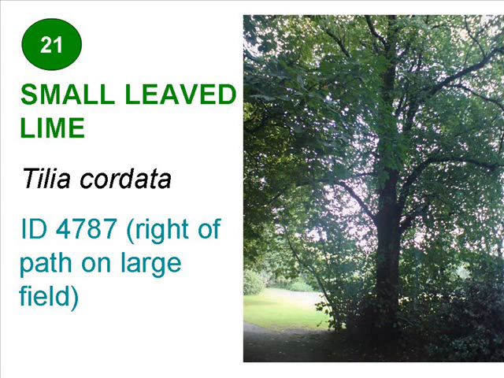Tree 21 is the small-leaved lime, ID 4787. This is on the right of the path on the large field. The lopsided, heart-shaped, finely toothed, almost circular leaves can attract leaf aphids, which drip sap onto everything below.